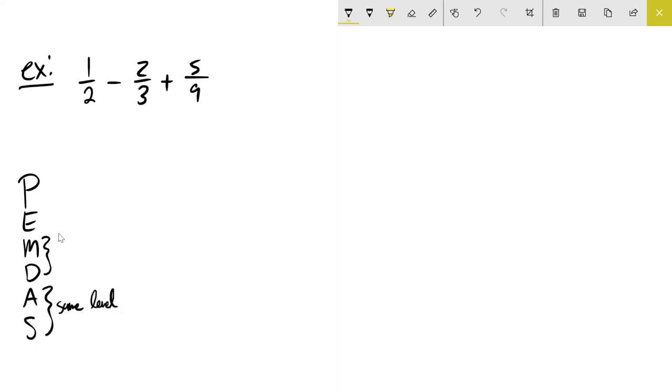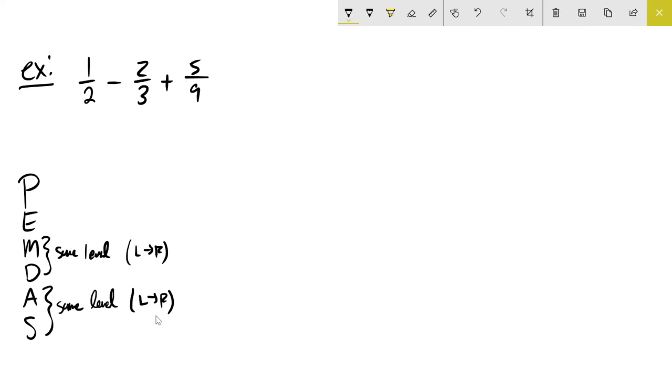So really, these are also on the same level. We just go left to right on multiplication, division, and addition, subtraction. It's not like one gives more precedence than the other. And the reason, this is what I was talking about yesterday, is because subtraction is not really its own operation. Subtraction is just addition of negative numbers.